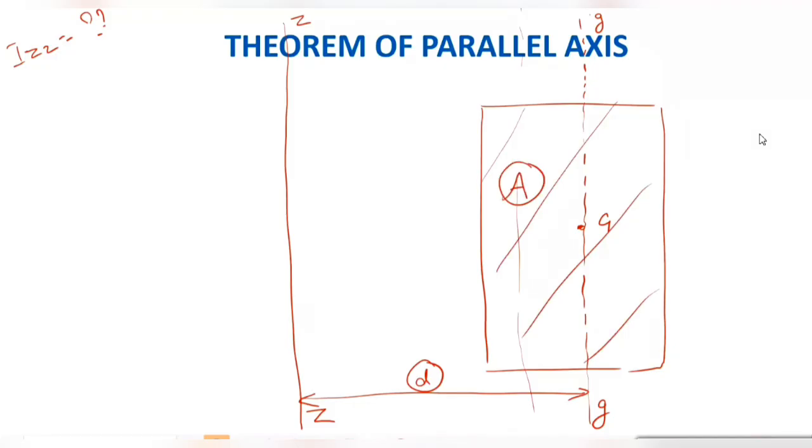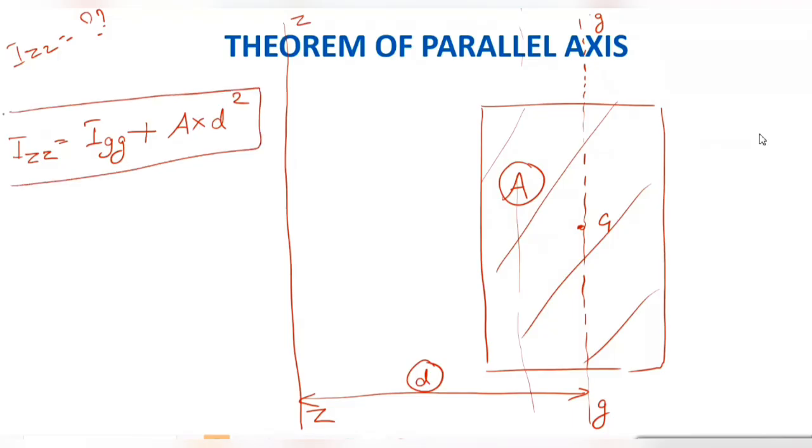Now, as per the theorem of parallel axis of moment of inertia, IZZ will be equal to IGG plus A into D square. This is the expression for the theorem of parallel axis. Please take it down. All these ZZ and GG are in reference to the diagram, obviously, guys.